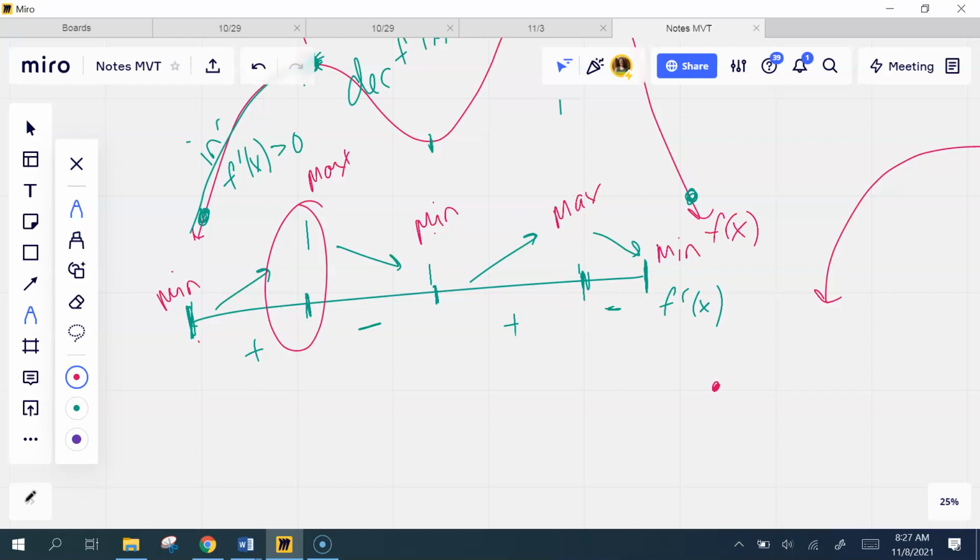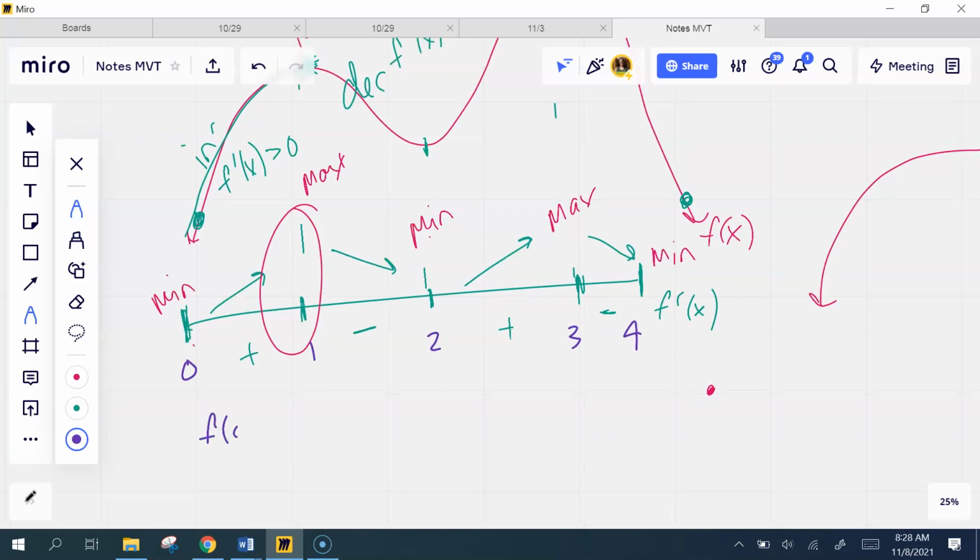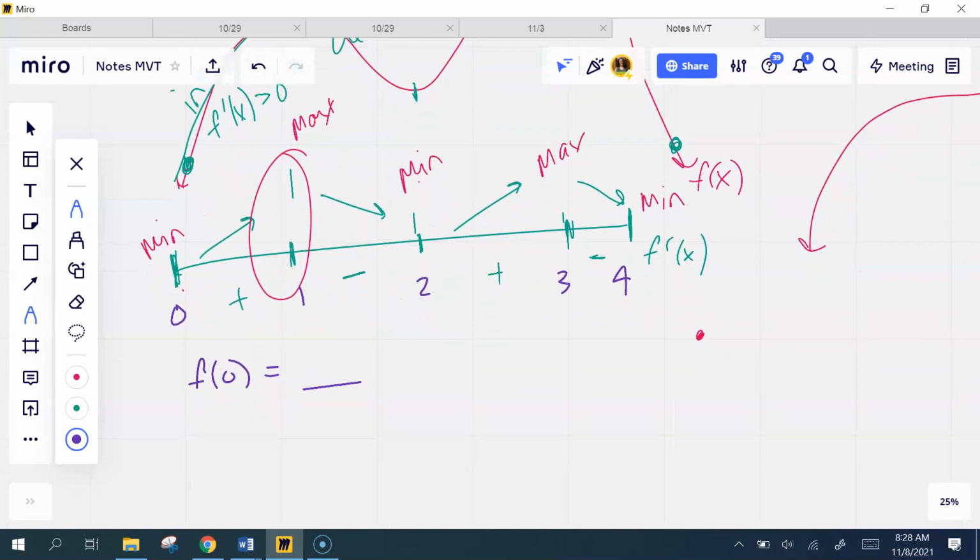Which value you get out is bigger. Right, so let's say this was 0, 1, 2, 3, and 4. Then I would say, okay, what's f of 0? I'd get some value there. Okay, what's f of 1? I'd get some value there.